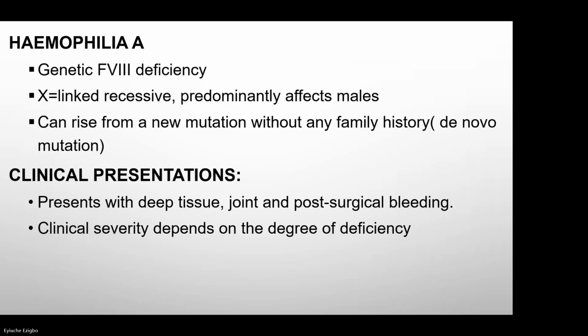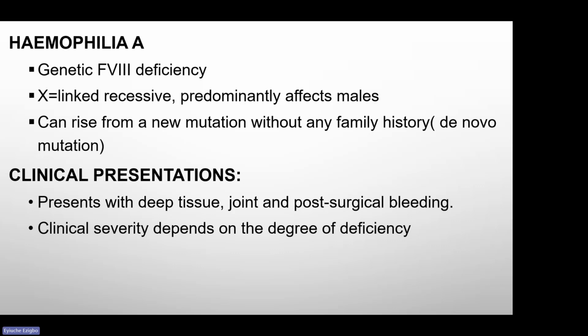So one of the examples of secondary disorders of hemostasis we have is hemophilia A. We're going to discuss just classical hemophilia A, the very basics of it. It's a genetic deficiency of factor 8. It's X-linked recessive, predominantly affecting males. It can arise from a new mutation without a family history, that is de novo.